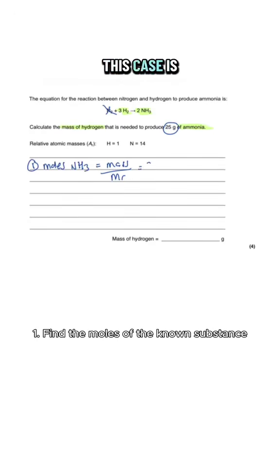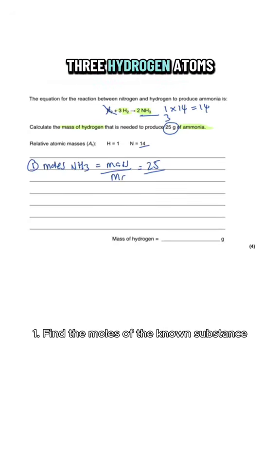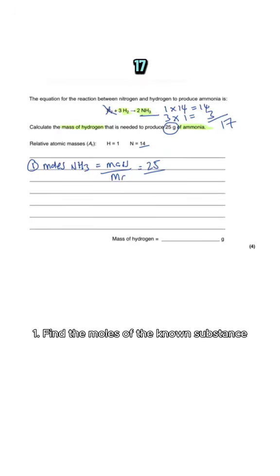The mass in this case is 25, and to work out the molar mass, we can see here that we've got one nitrogen atom, which has got a relative atomic mass of 14, and we've got 3 hydrogen atoms, each one with a relative atomic mass of 1. So if we add them up, that comes to 17. So I'm going to do 25 divided by 17, and that gives me 1.47 moles.